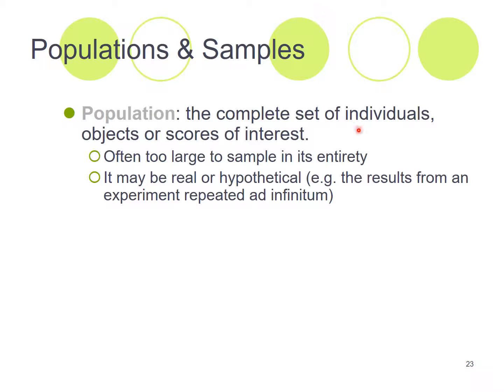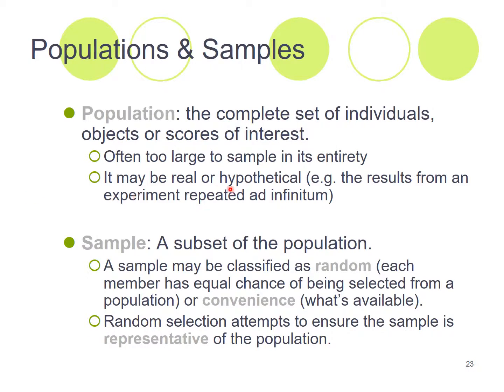Okay, so a sample then is a subset of a population. A sample may be classified as random, where each member has equal chance of being selected from a population, or convenience. Okay, so for example, if you were trying to find out what people in Ireland felt about a particular topic, and you decided to ask just people in Donegal because they're very close and it was easy to ask them, that would be a convenience sample. But if, for example, you spread it out equally among all the counties, between male and female, between young and old, etc. This would be a random sample.